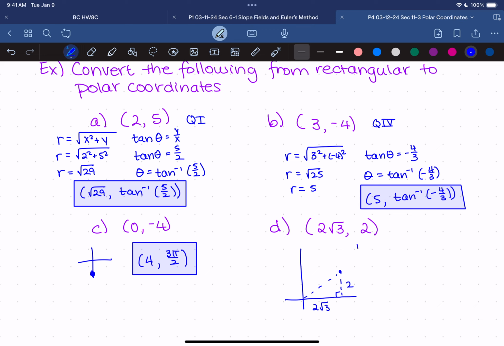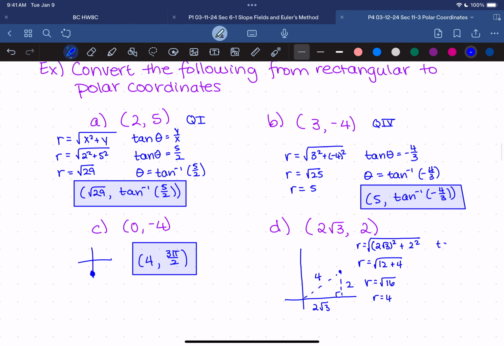So if we were to use our formulas, r equals the square root of 2 root 3 squared plus 2 squared. 2 root 3 squared is 12. 2 squared is 4. That's 16. So r is 4. This is in the ratio of 1, root 3, 2. I don't know if that rings a bell.